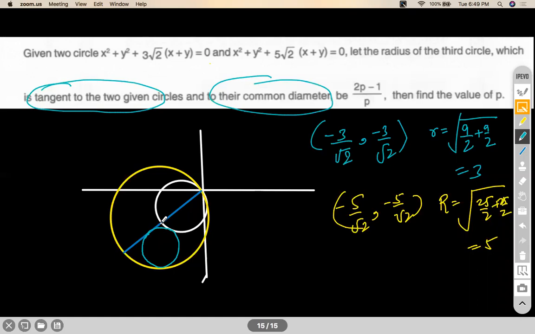So let's say this is the center of the bigger circle, this is the center of the smaller circle, and this is the center of our unknown circle. Now let's say I connect these points. Let's say the radius of this unknown circle is x. Let me name the centers also so that we can address them by that name. Let me call the bigger circle center O1, this is O2, and this is O3.